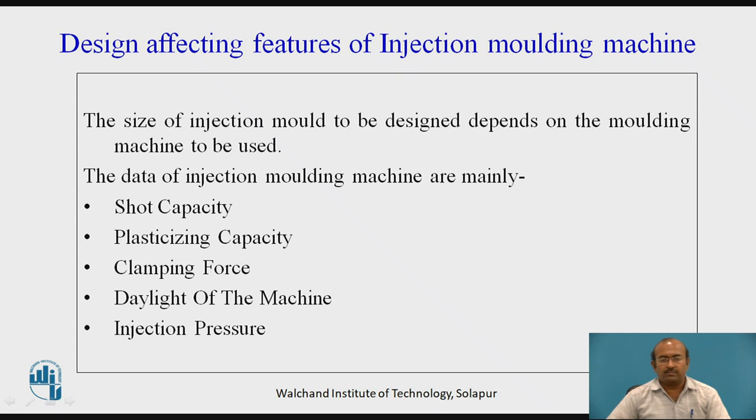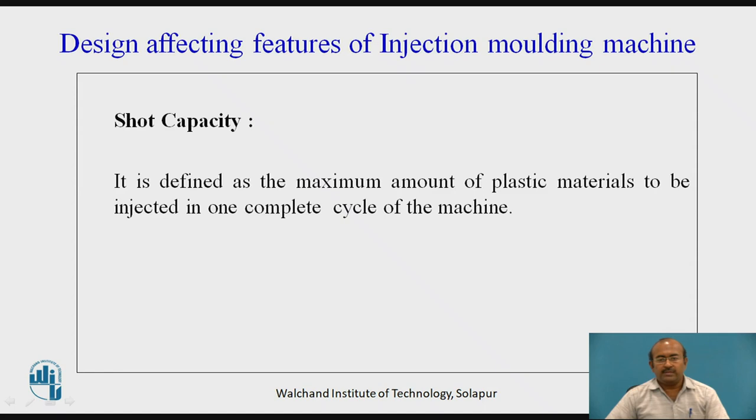Let us go with the design affecting features of the injection molding machine. The size of the injection mold to be designed depends on the molding machine to be used. The data of the injection molding machine are mainly shot capacity, plasticizing capacity, clamping force, daylight of the machine, as well as the injection pressure. Now we will see one by one about all these parameters.